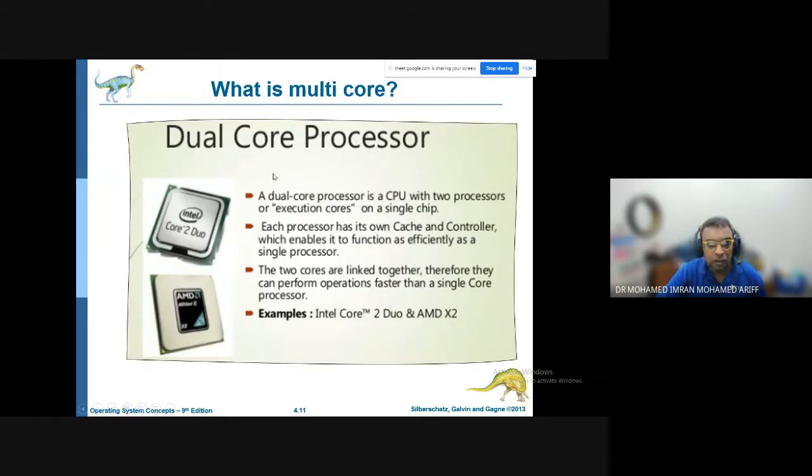In a dual core system, we have a chip like this with two processors or two execution cores. These two cores are linked together, therefore they can perform operations faster than a single core. Each processor has its own cache and controller, which enables it to function as efficiently as a single processor. Meaning to say, each core would have its own registers, its own cache, and the other core will have the same thing as well.